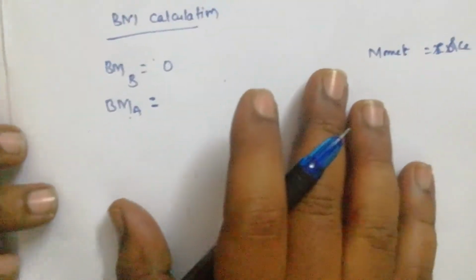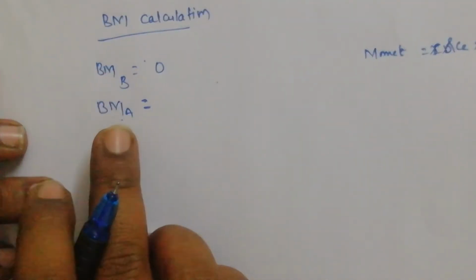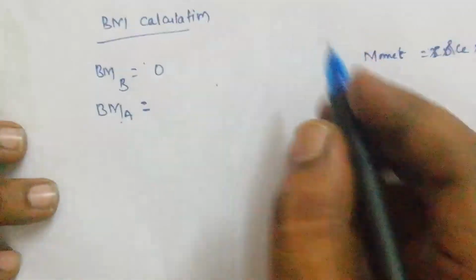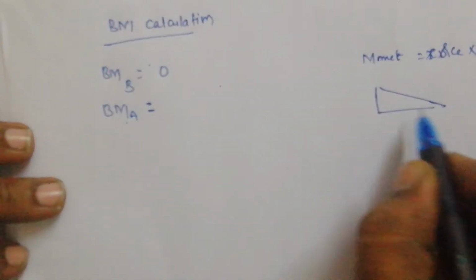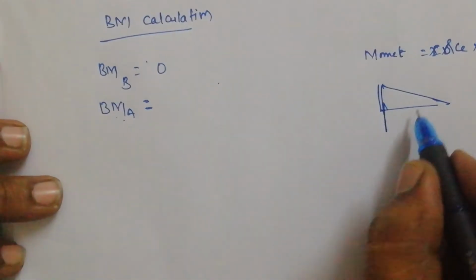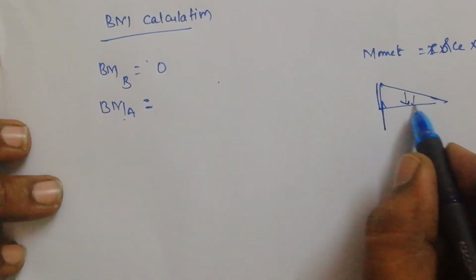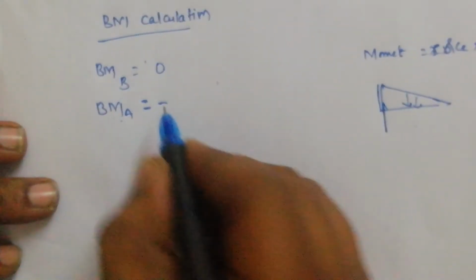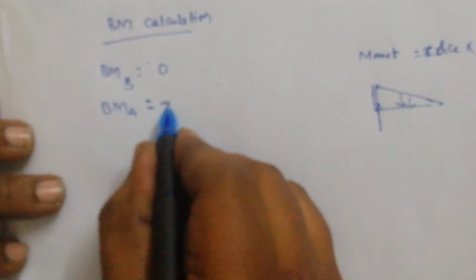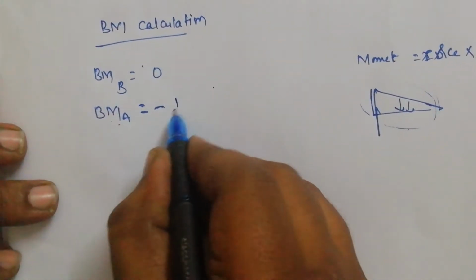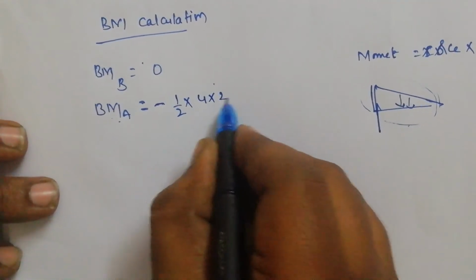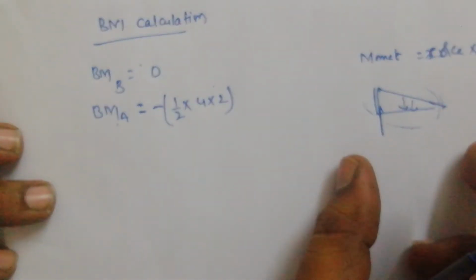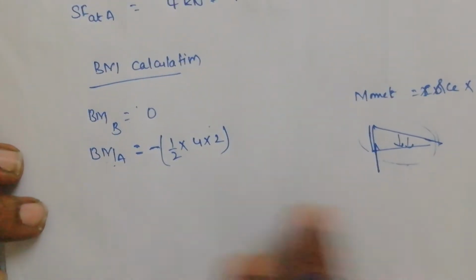So when I say bending moment at point A, you have to consider the load before point A. Before point A we have a UVL like this, whose load is acting downward. So it will be trying to rotate point A in the clockwise direction. So the value is negative. So minus. First of all, what is the load because of this UVL? It is nothing but half into base into height.